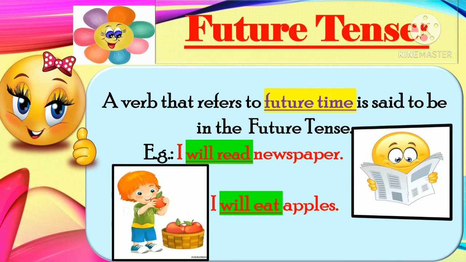For example, I will read newspaper. This sentence expresses the action that has not taken place yet. Here, the action of reading newspaper will take place in future. Let's look at the second example. I will eat apples. Here, the action of eating apples has not yet begun and it will occur in future.